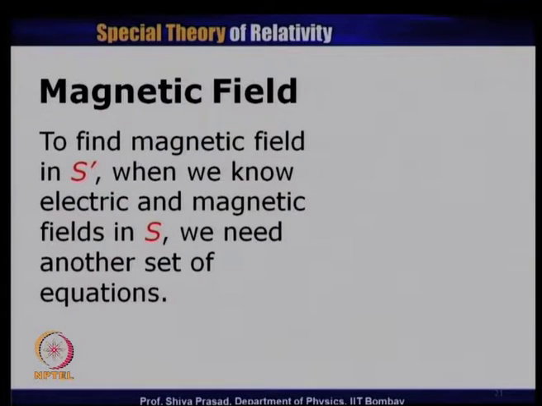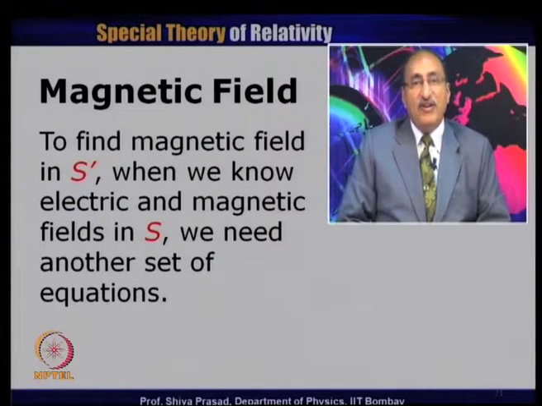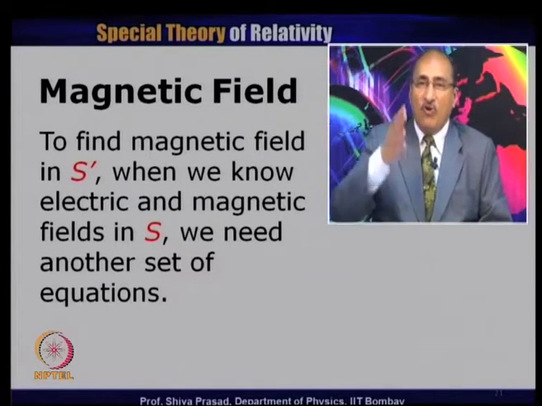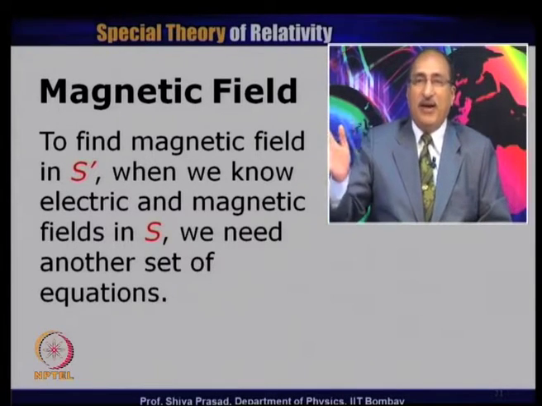So, for that I have to do a little more exercise, which is not as simple as the way we have done it, but let us do it because that is also equally important. Because in principle I must be able to calculate both electric field and magnetic field in a given frame if I know electric field and magnetic field in a different frame. That is what the electromagnetic field transformation would actually mean. So, this is what I have written, magnetic field. I have to find out now the magnetic field components. To find the magnetic field in S prime, when we know the electric and magnetic field in S, we need another set of equations that we have not yet found. This is what I will do now, to find the components of the magnetic field if I know electric and magnetic field in a different frame.